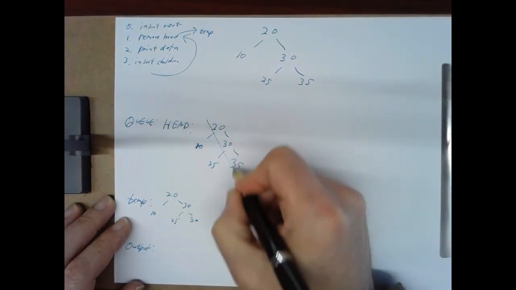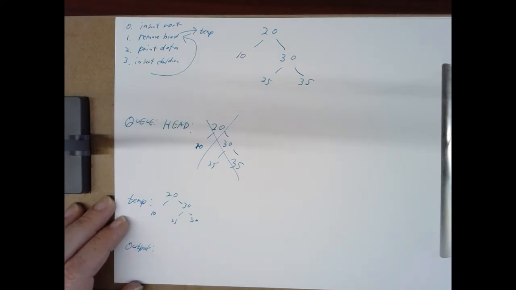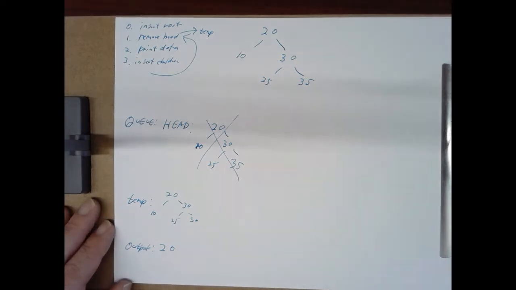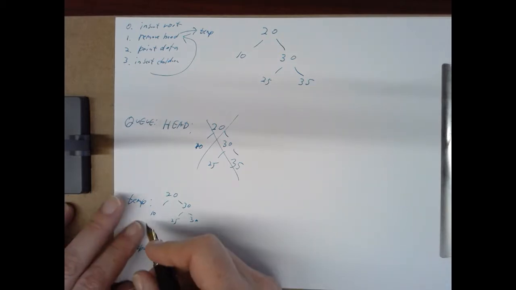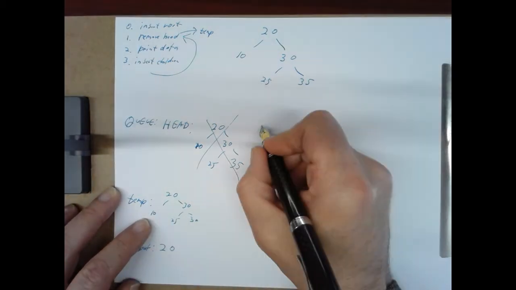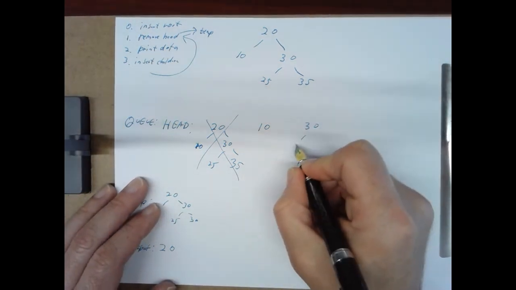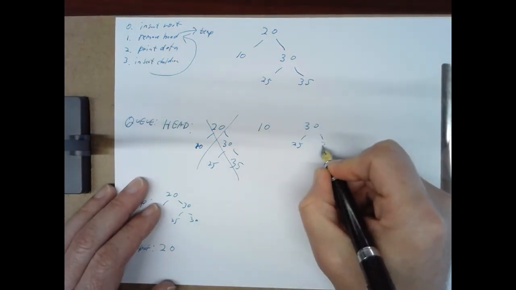And this is going to disappear from our queue. And then when we say print data, we mean print root arrow data, or in this case, temp arrow data. So we're going to output the root of this tree, which is 20. And then we're going to insert the left and right children of this as long as they're not null. So temp arrow left is just this tree containing a 10. Temp arrow right is a tree 30, 25, 35.